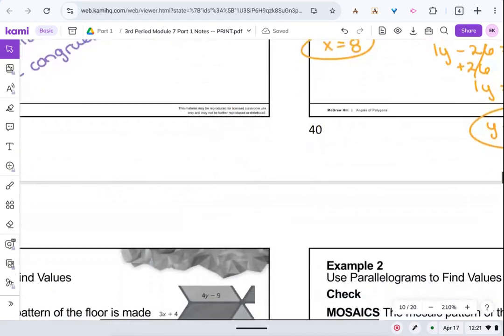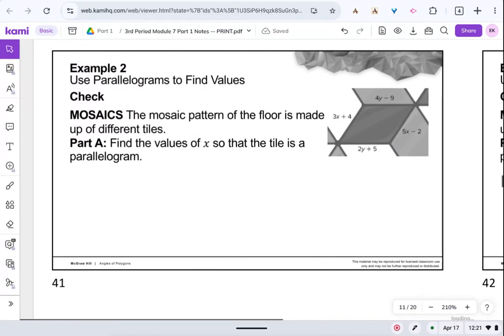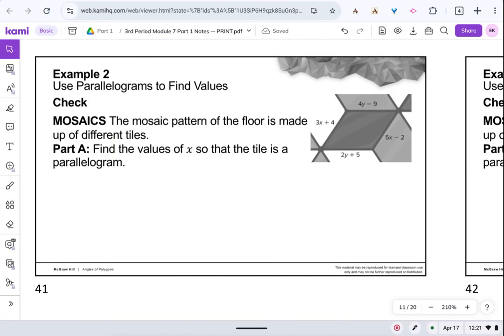All right, go ahead and flip over to the next page. Now we're looking at a little pattern made by some tiles. Again, we're going to look at our problem, set it up, get it solved. So the first part says find the values of x so that the tile is a parallelogram. These are around the outsides, so these are referring to the sides. So the left side and the right side are parallel or congruent, and the top and the bottom are congruent if we want it to be a parallelogram.